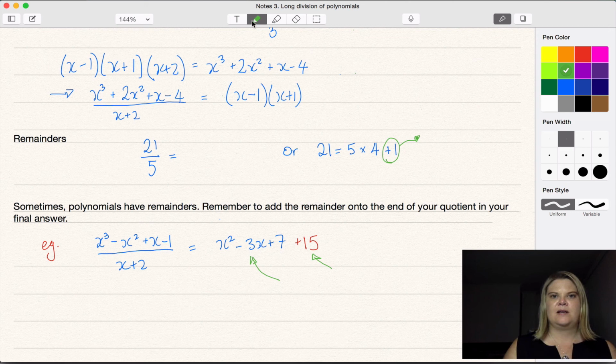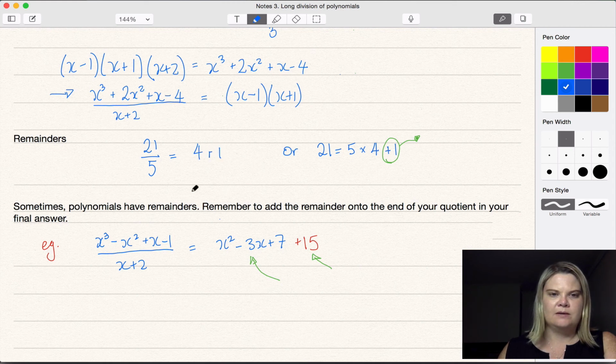Sometimes when we divide numbers, they don't go in for a full amount. For example, 21 divided by 5, the way you would have written it in primary school is 4 remainder 1. Another way we could write it, if we're rewriting like we did up here, is 21 equals 5 times 4 plus the extra 1. 5 times 4 is 20, plus 1. So the 1 is the remainder.